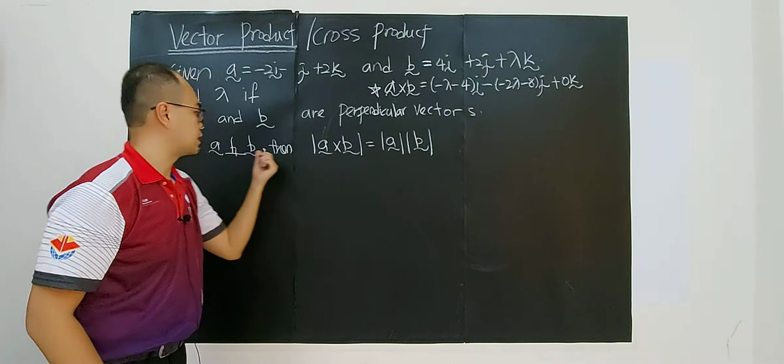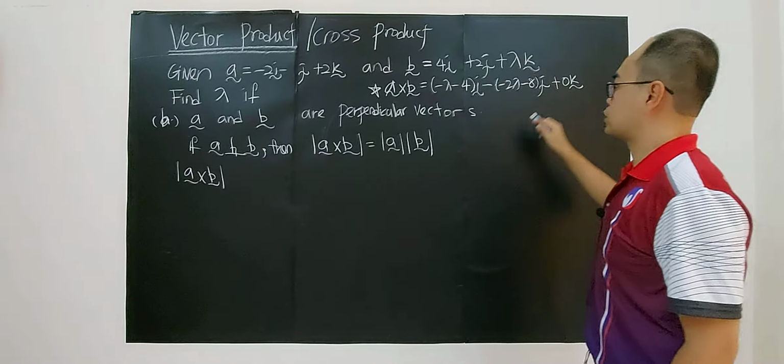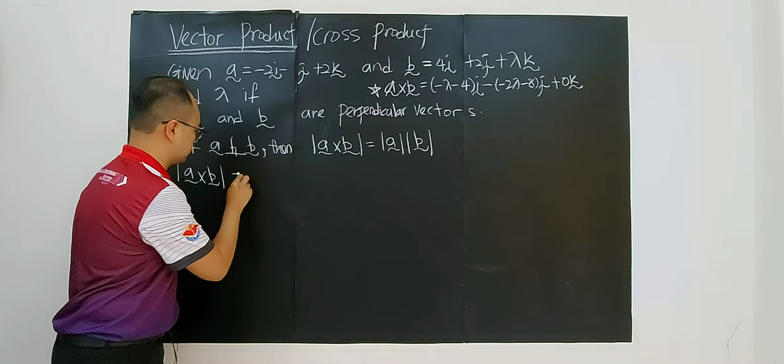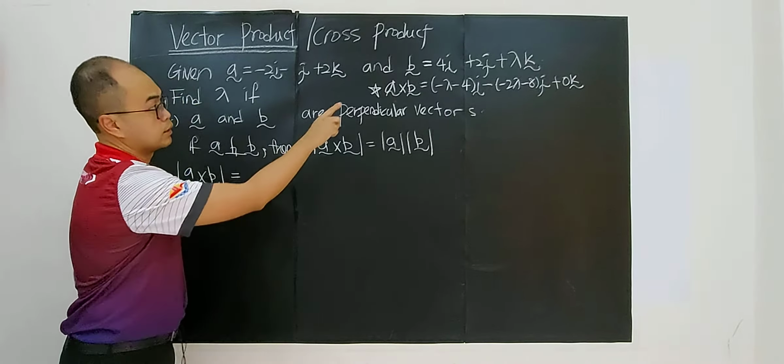Now I have already found my A cross B, which is negative lambda minus 4 i minus negative 2 lambda minus 8 j. So I can find the magnitude of A cross B, which will be the square root of negative lambda minus 4 to the power of 2, plus negative 2 lambda minus 8 to the power of 2, the same way as with a squared, b squared, c squared.